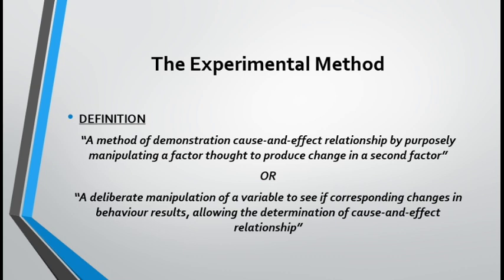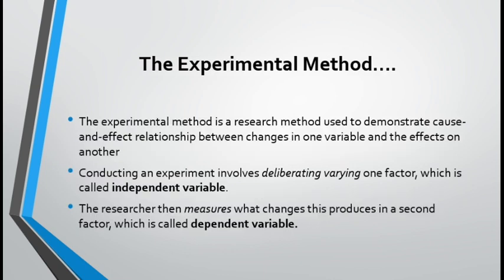The definition includes a method of demonstrating a cause and effect relationship by purposely manipulating a factor thought to produce change in a second factor, or you can say a deliberate manipulation of a variable to see if corresponding changes in behavior result, allowing the determination of a cause and effect relationship. The only research method that will allow researchers to determine the cause of a behavior is the experiment.